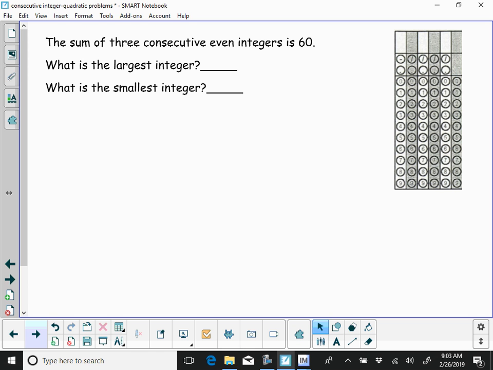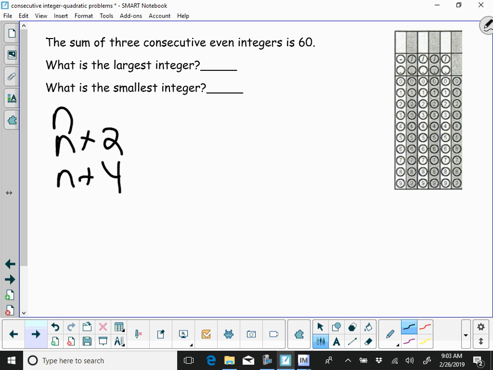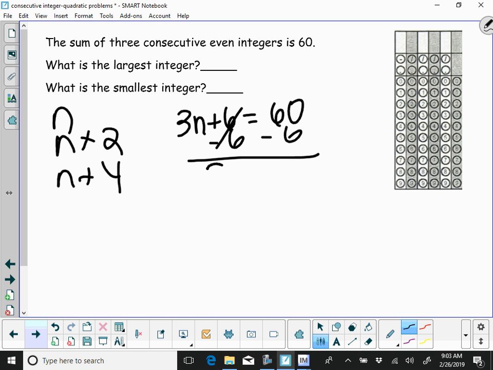All right, so the 3 consecutive even, what are our symbols? N, n plus 2, and then n plus 4. Okay? And it just says sum. There's no product here, so we're going to add those together. That gives me 3n plus 6 is equal to 60. And this is a two-step equation.